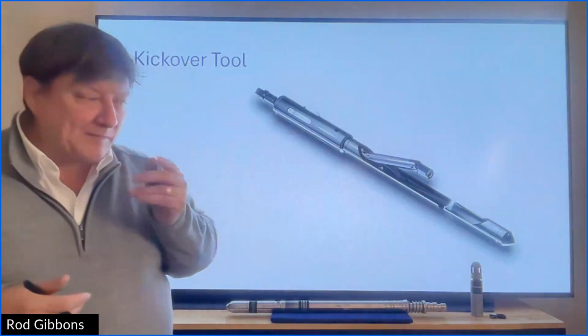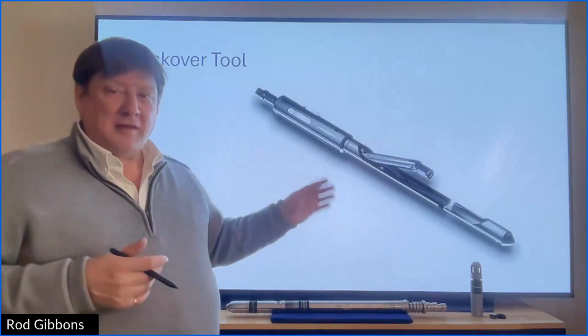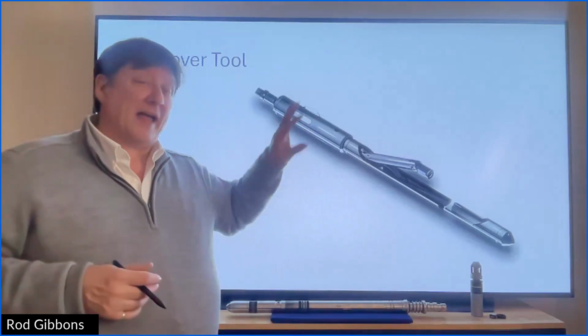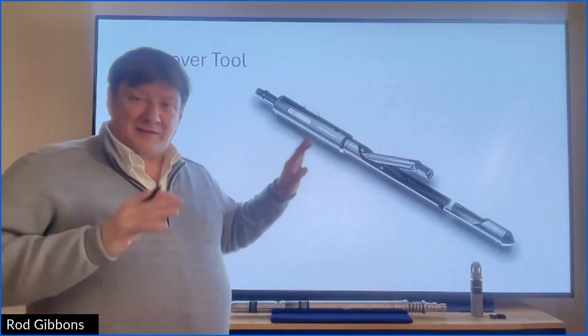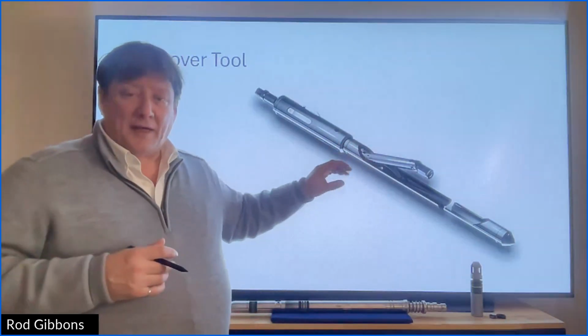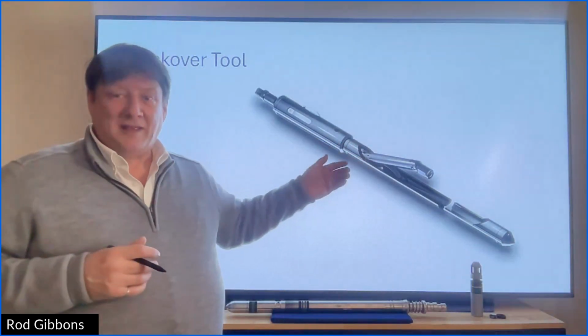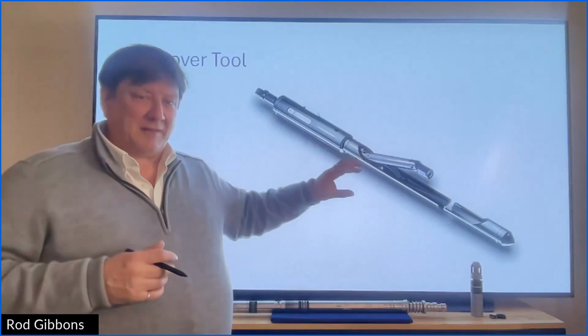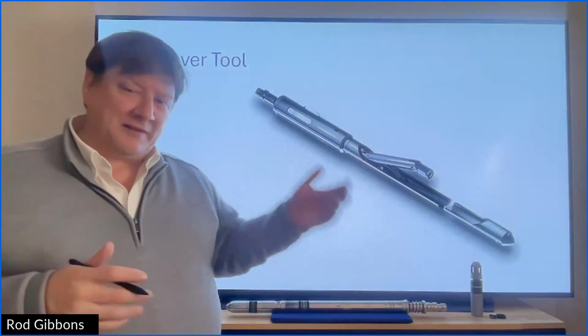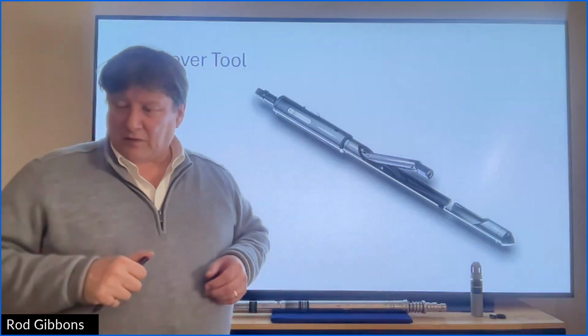So again, you would set the valve and then you would pull your kickover tool back out. That's your intervention. This would be run on slick line normally. So it's a running and pulling tool, but it's not permanently installed in the well. You just have your side pocket mandrel and your tubing string, and then your gas lift valve.